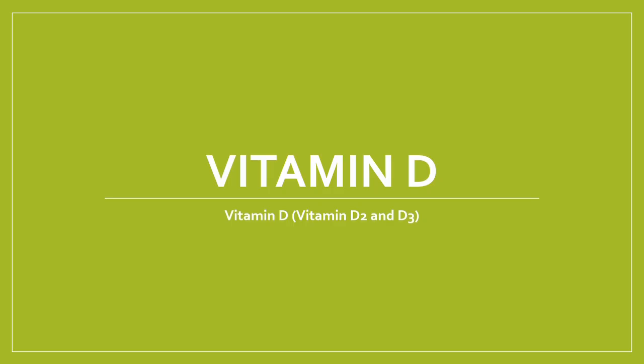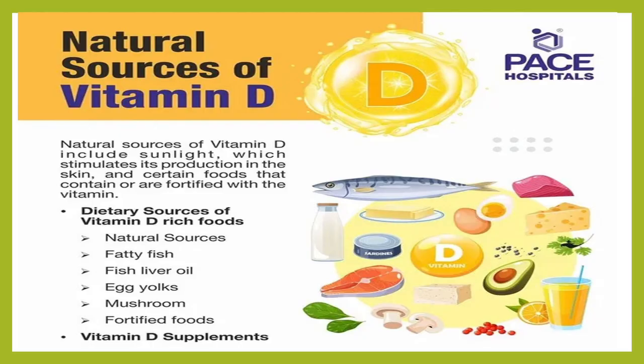In today's class, let us discuss in brief about the metabolism of vitamin D. So, you all know that the natural source of vitamin D is sunlight. This sunlight stimulates the production of vitamin D in the skin, and yes, there are certain foods also which are rich in vitamin D, like fatty fish, fish liver oil, egg yolks, mushrooms, etc. And definitely the vitamin D supplements.